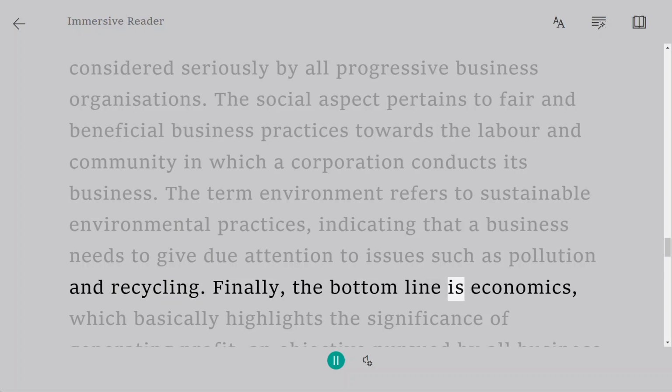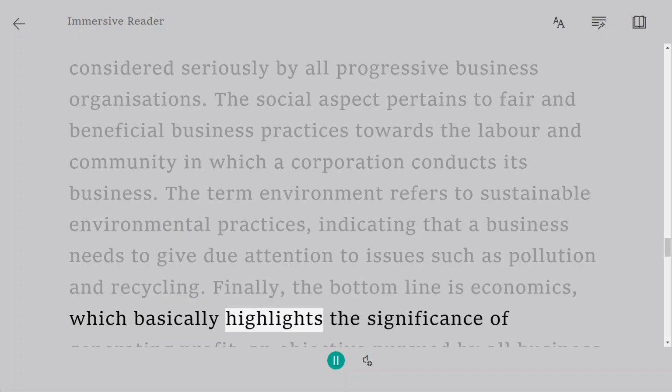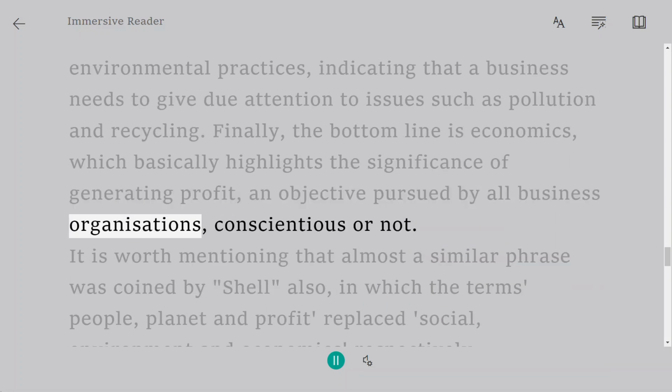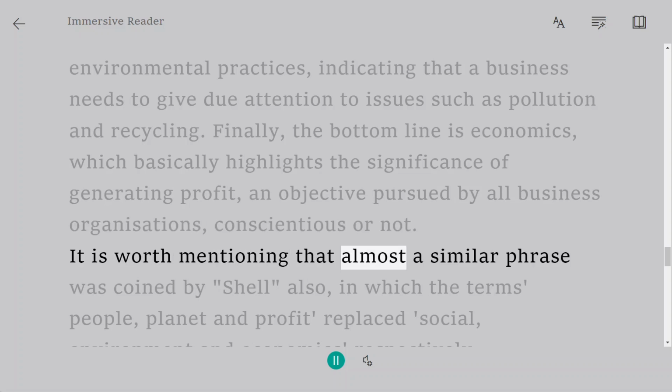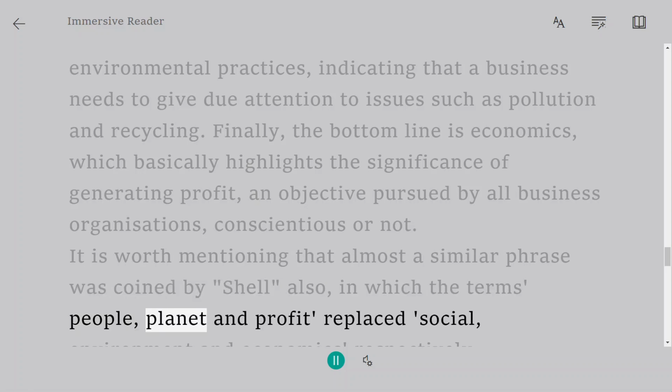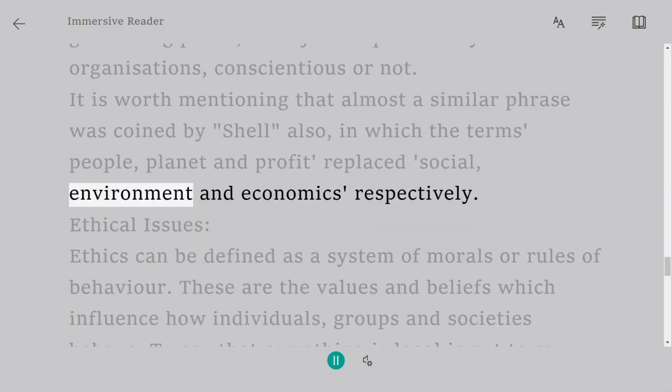Finally, the bottom line is economics, which basically highlights the significance of generating profit, an objective pursued by all business organizations, conscientious or not. It is worth mentioning that almost a similar phrase was coined by Shell also, in which the terms people, planet, and profit replace social, environment, and economics respectively.